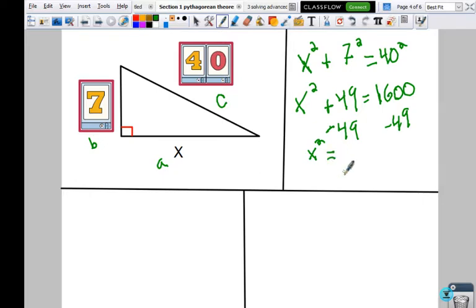Okay, so we got a minus 49 on both sides, and we're going to get 1551, I think. Yep. And then we have to go through and square root like normal. So this is really similar, but you got to be careful and make sure you fill it out right, because it's not 7 squared plus 40 squared. It's x squared plus 7 squared equals 40 squared. And we square root it. The square root of 1551 is 39.38.